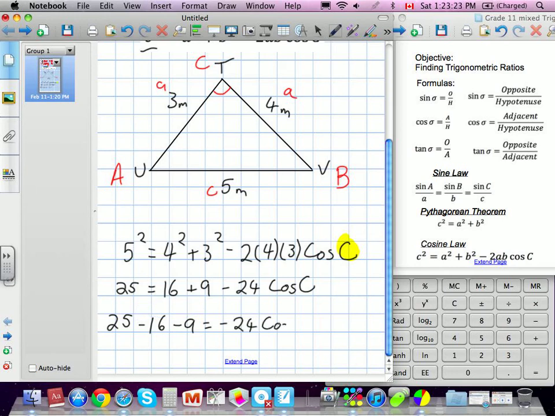Good. 25 subtract 16 subtract 9. This is going to be an interesting one. That's right, it's going to be 0. Okay? That's fine. We can still solve this. 0 equals negative 24 cos C. Okay, that's interesting.